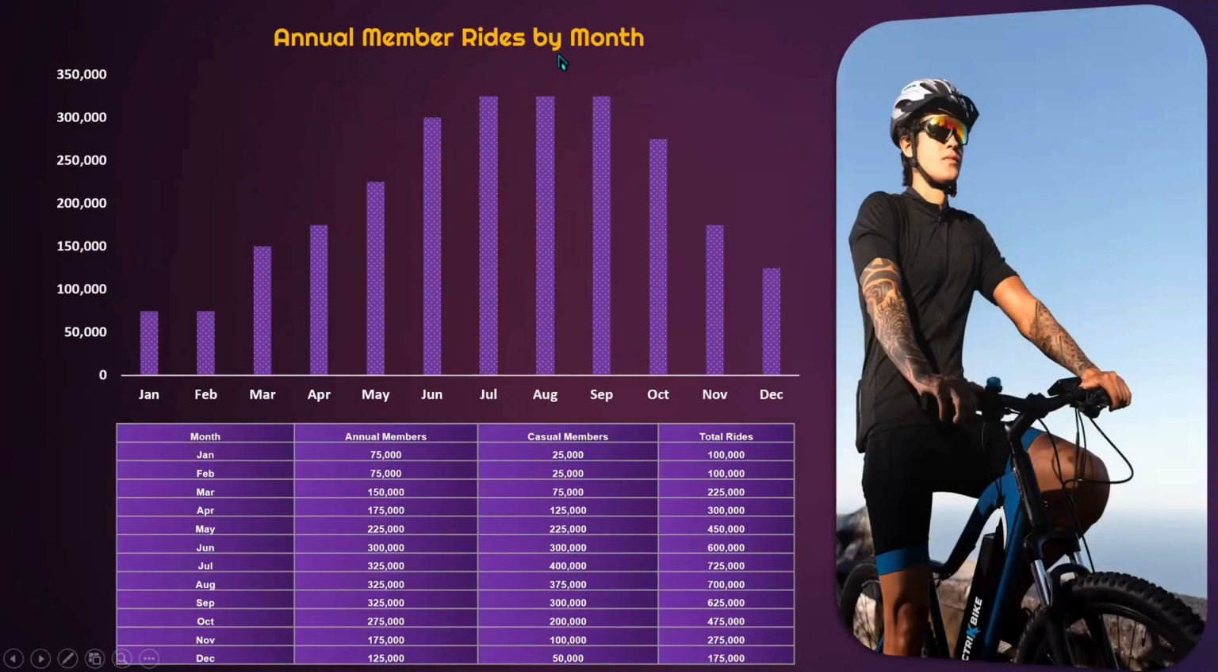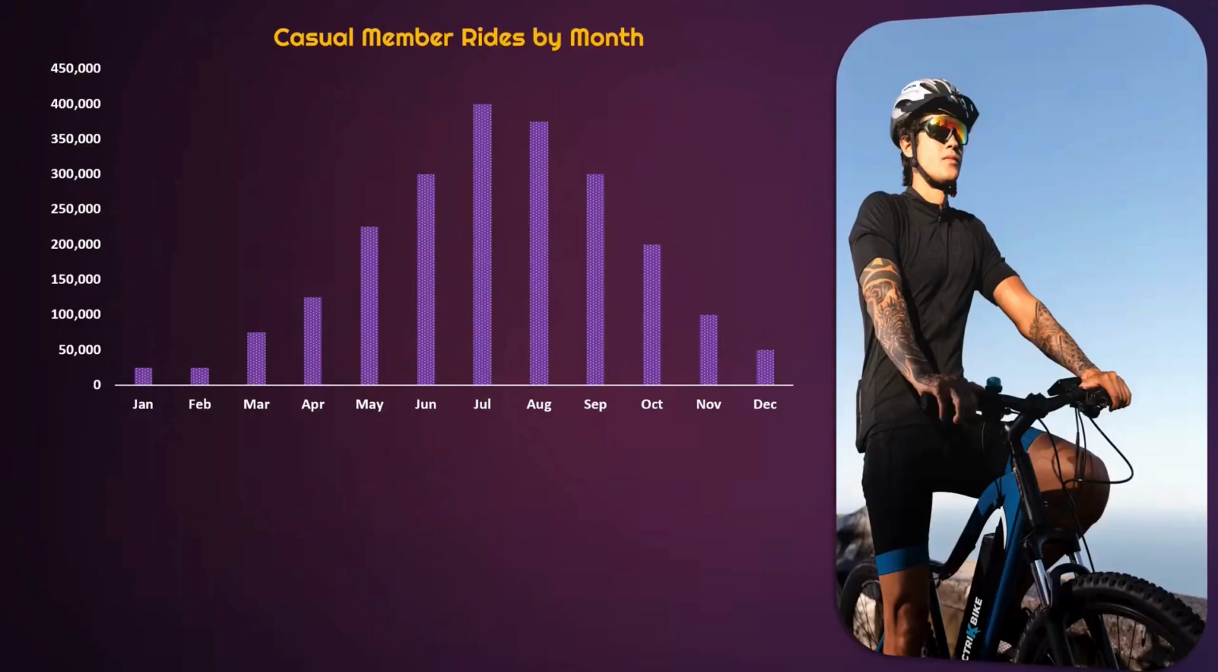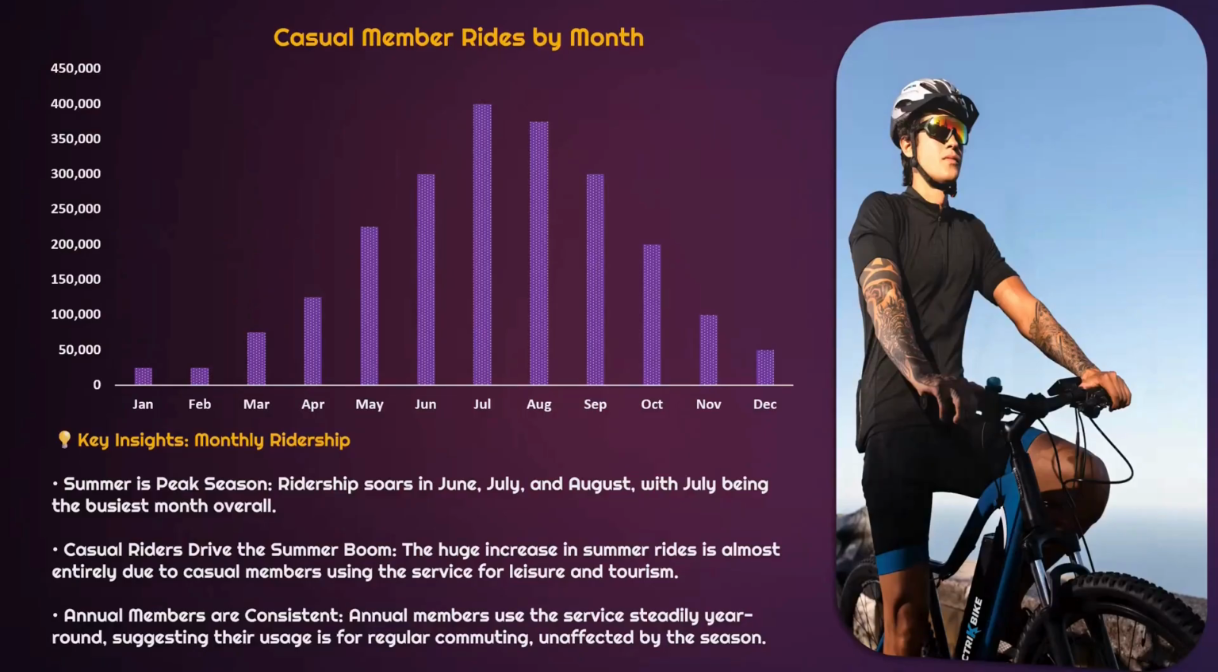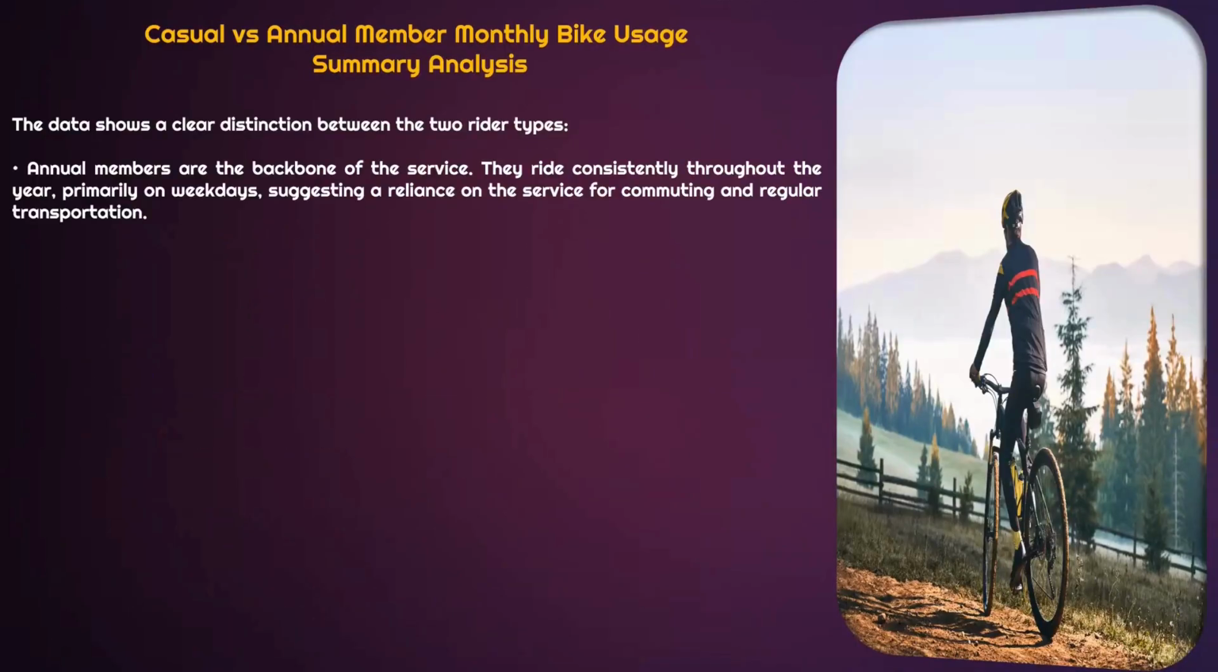I have also bifurcated the whole data on casual versus annual riders by month. As you can see, this is annual member rides by month from January to December, and in comparison, casual member rides by month from January to December. The key insight is that annual members are the backbone of the service. They ride consistently throughout the year, primarily on weekdays, suggesting a reliance on the service for commuting and regular transportation.